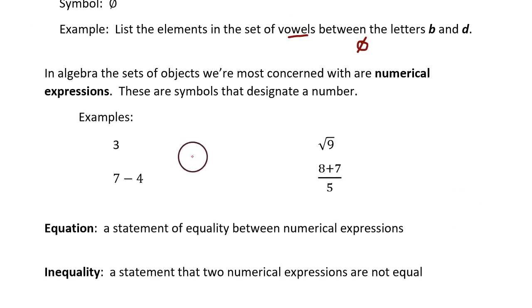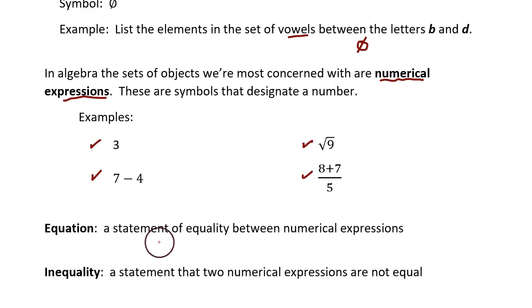In algebra, the sets of objects we're most concerned with are called numerical expressions. These are symbols that designate a number. And I have 4 different numerical expressions shown in the video. All of these are symbols that designate a number.